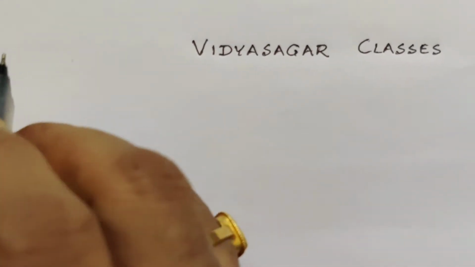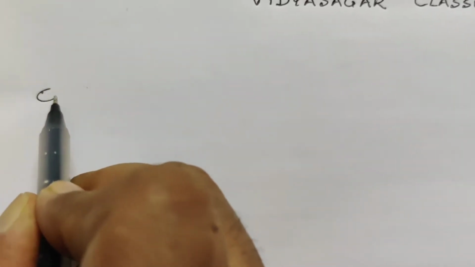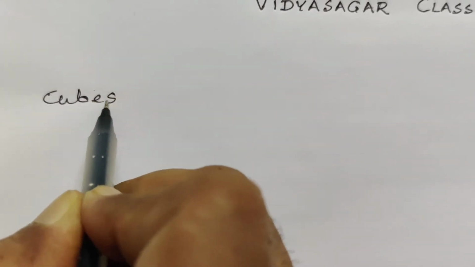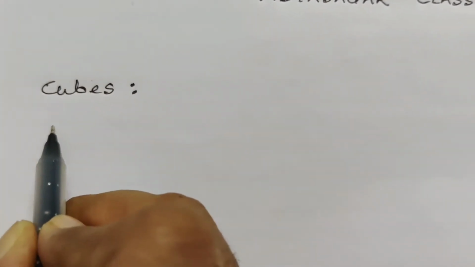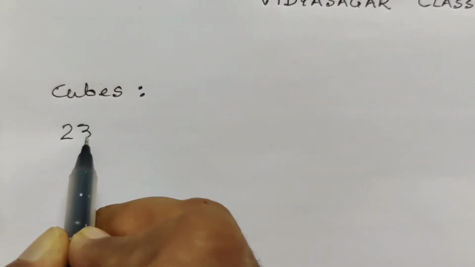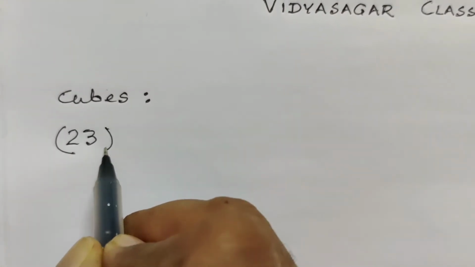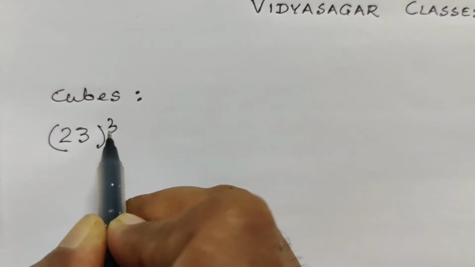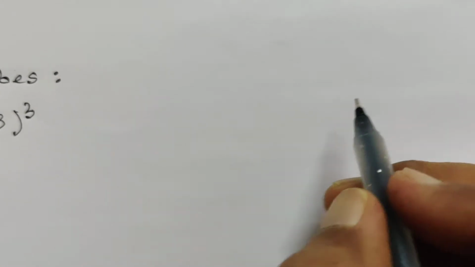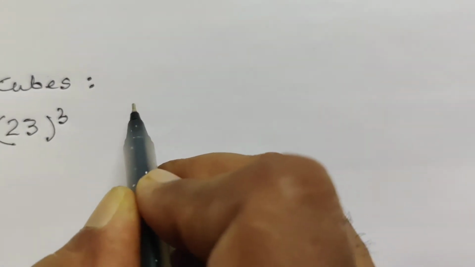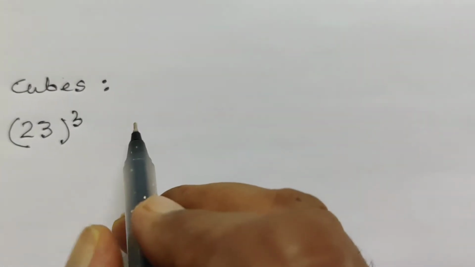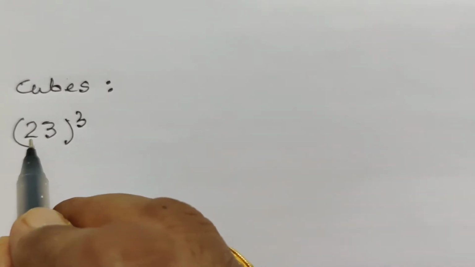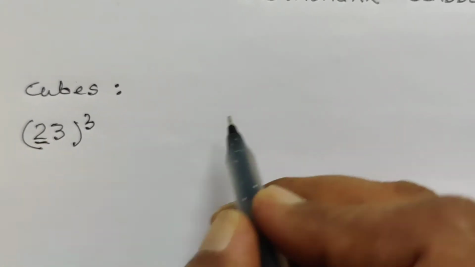So let's come back to our problems. Let's first find the cubes. First find the cube of 23. How to find it? There are 3 steps in this process. We will do step number 1. The step number 1 is you have to write the cube of tens digit.